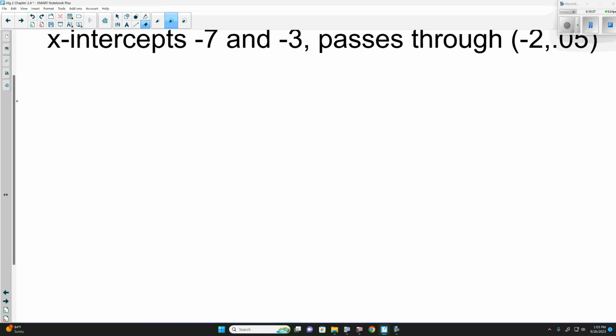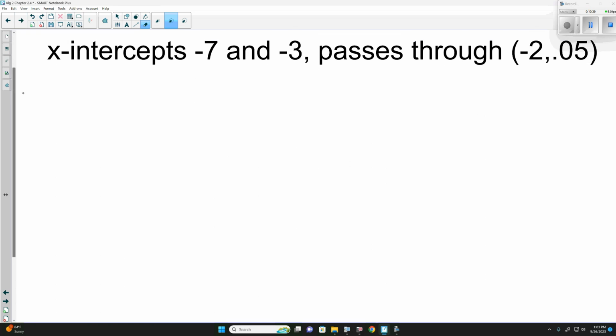For example 3, let's see what we're told. We're told that the x-intercepts are the points -7 and -3, and it passes through the point (-2, 0.05). Well, x-intercepts is telling us we're using which version? X-intercept form. So our final equation is going to come in the form a times (x minus p) times (x minus q), where p and q are the values of the x-intercepts.